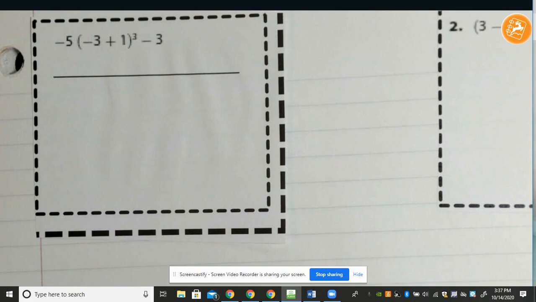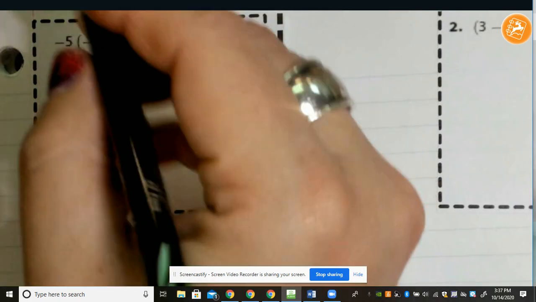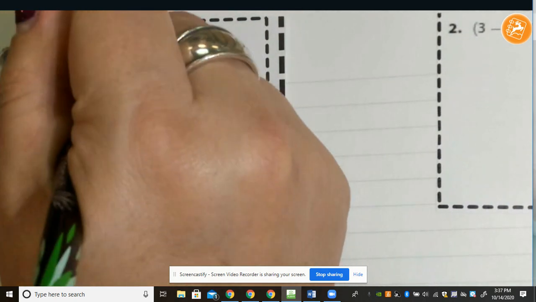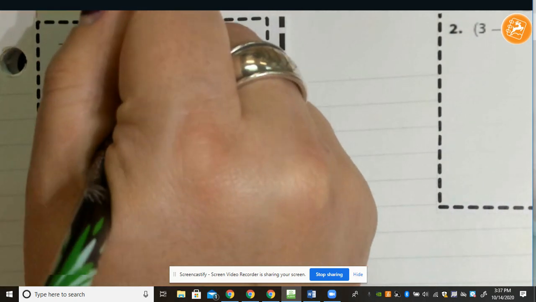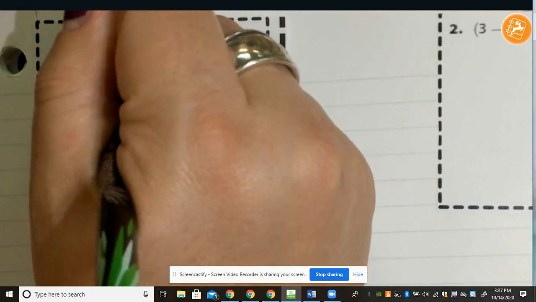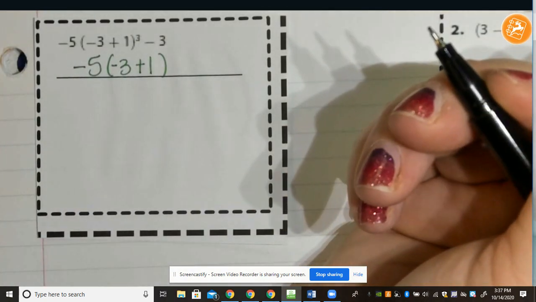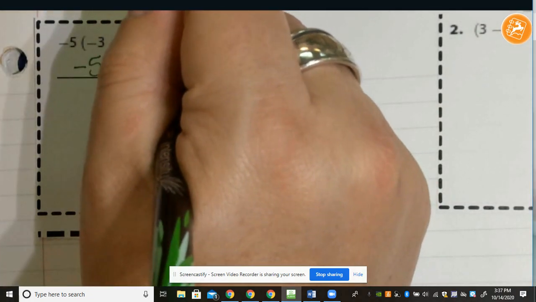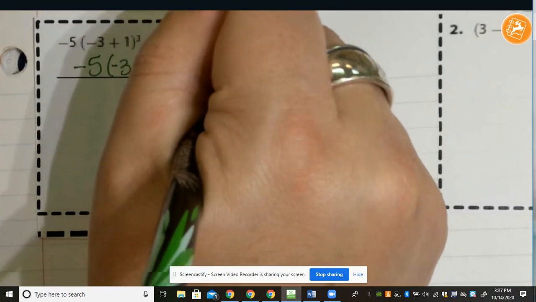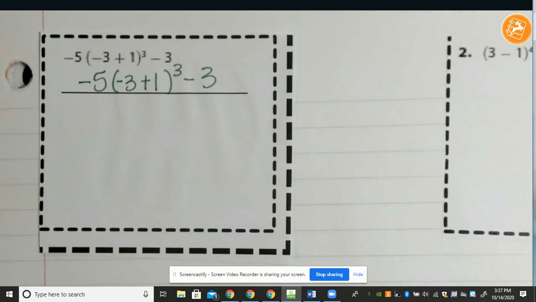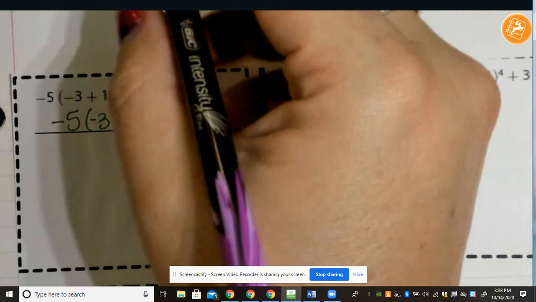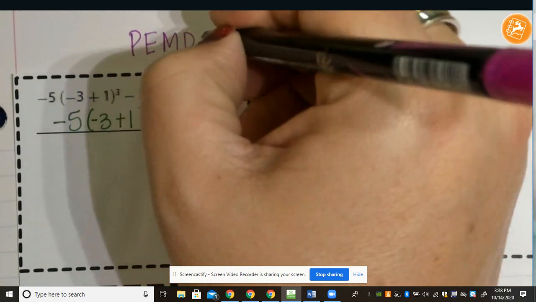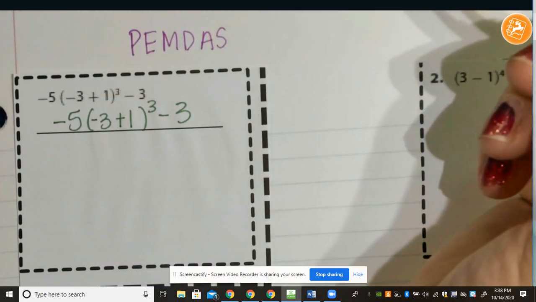Okay, and I like to rewrite my problems so that I can look at it and go all the way through. So -5, open parentheses, 3 plus 1, close parentheses. I'm sorry, that's -3 plus 1. When you rewrite it, please make sure you write it correctly. Caught myself there. Cubed minus 3. All right, now we remember that we need PEMDAS. We need to go in that order. Parentheses, exponents, multiply, divide, add, and subtract.